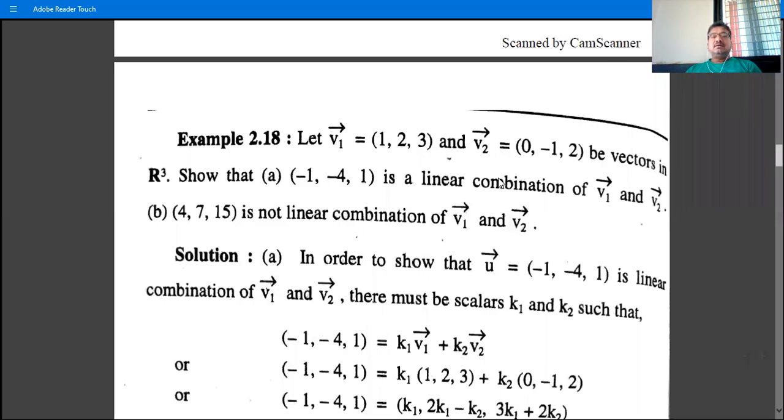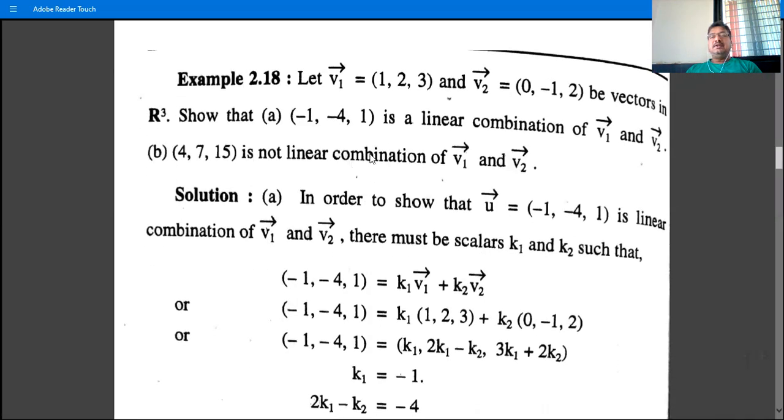Next example of linear combination. Let V1 is (1, 2, 3), V2 is (0, -1, 2), vectors in R3. Show that the vector (-1, -4, 1) is a linear combination of V1, V2. We have to express this vector as a linear combination of these two vectors.